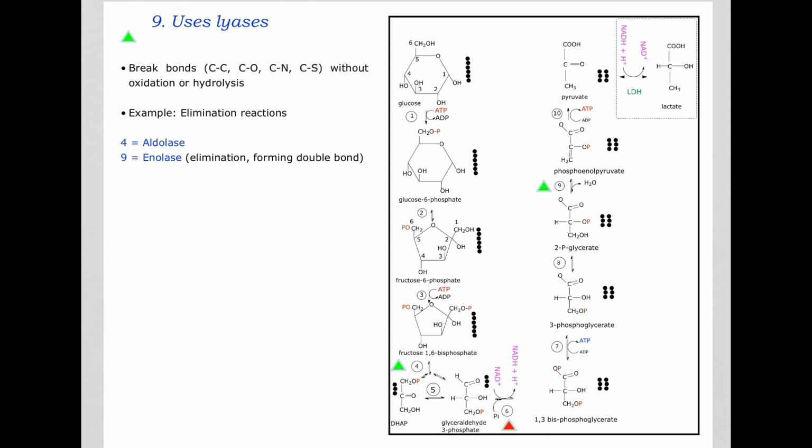For example, in reaction number 4, the enzyme aldolase breaks the bond between this carbon and this carbon, right here, to give you a 3-carbon unit, dihydroxyacetone phosphate, and another 3-carbon unit, glyceraldehyde 3-phosphate.